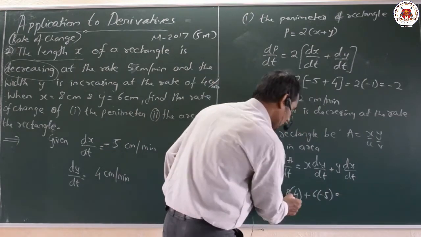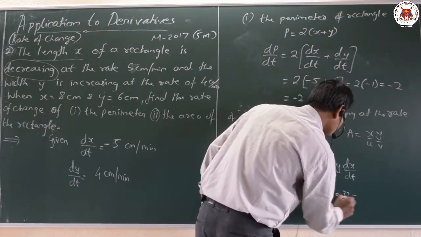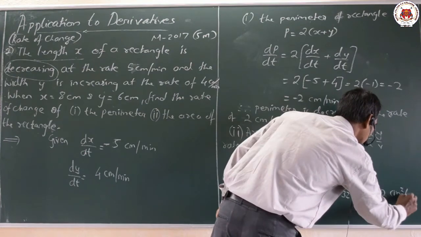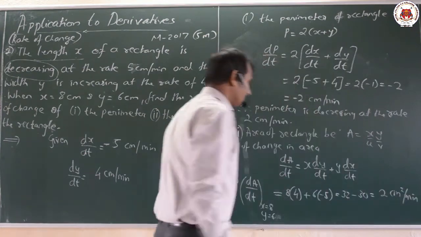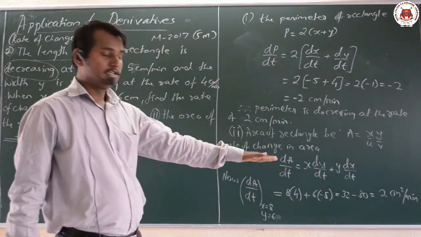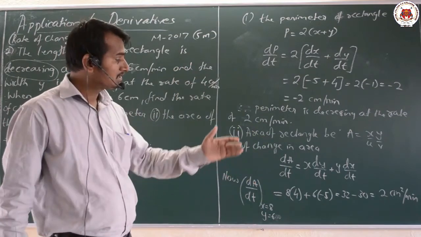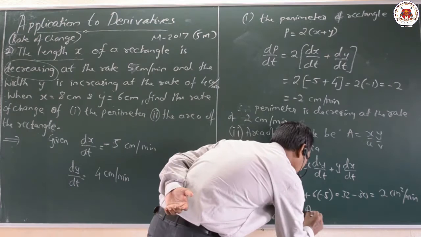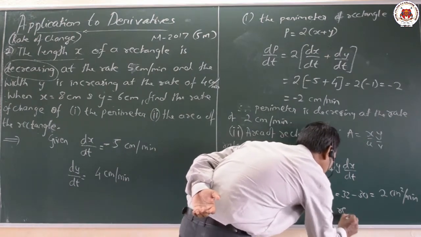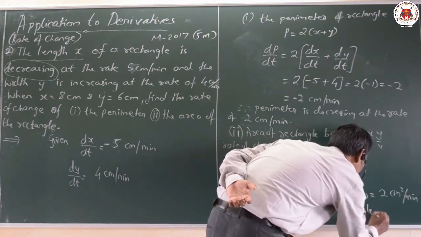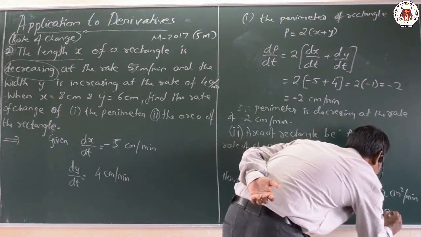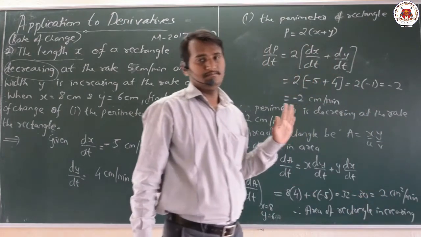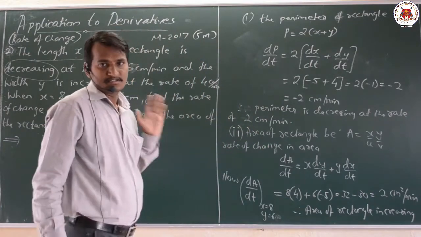So what is the answer? 8 4s are 32 minus 5 6s are 30. The value will be 2 centimeter square per minute. That means here the area of the rectangle is increasing. It is positive, which means it is increasing. Therefore the area of the rectangle is increasing at the rate of 2 centimeter square per second. That is your required result.